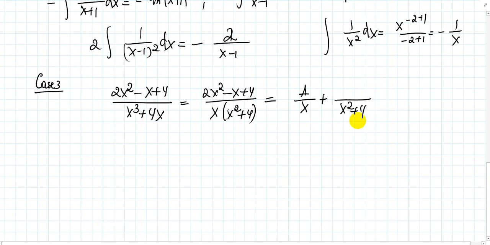Okay, so if the denominator is a polynomial of degree 2, of power 2, then the numerator should be of power 1, okay? So what is the general polynomial of power 1? Bx plus c, right? Bx plus c. Bx plus c, okay?